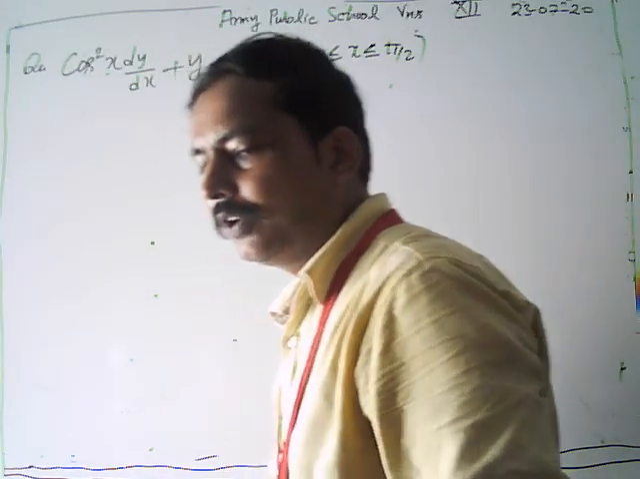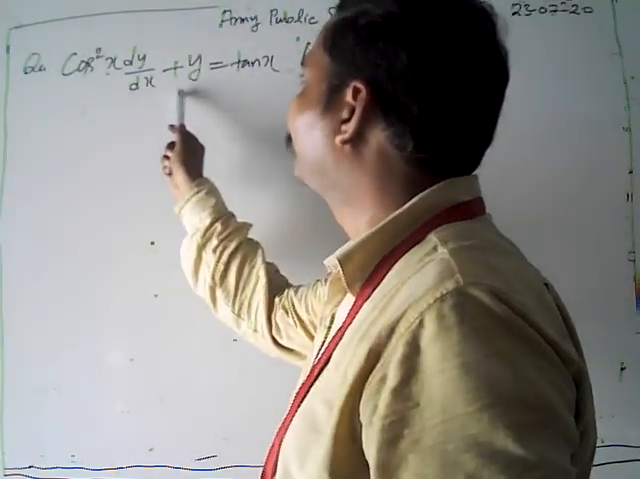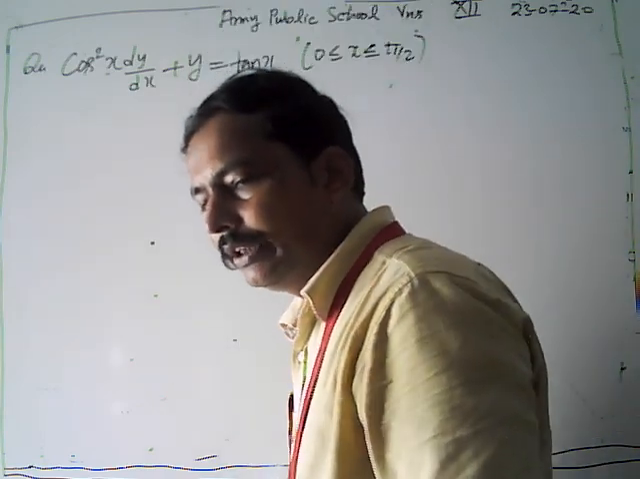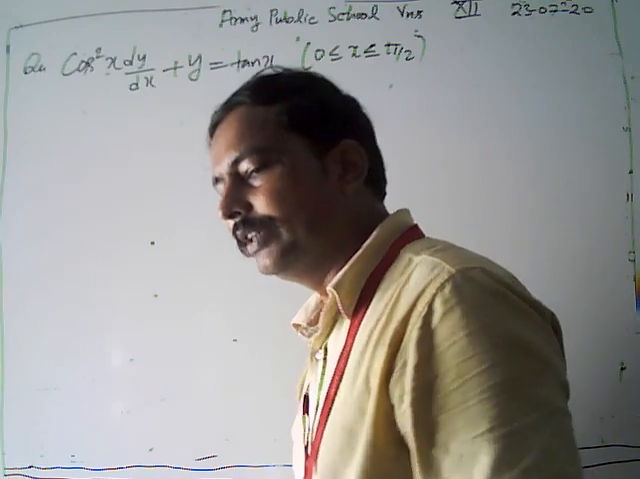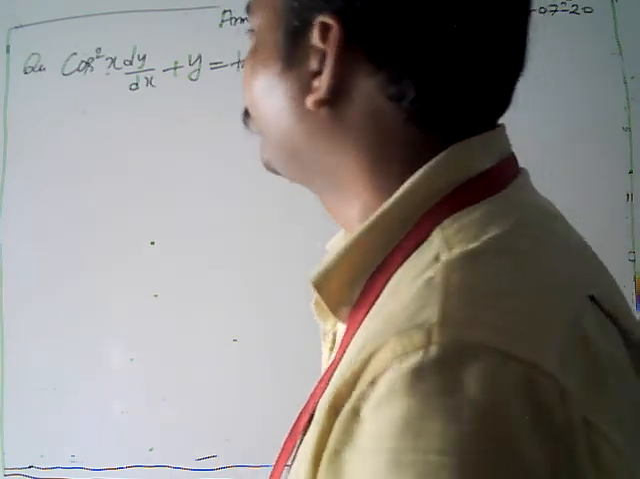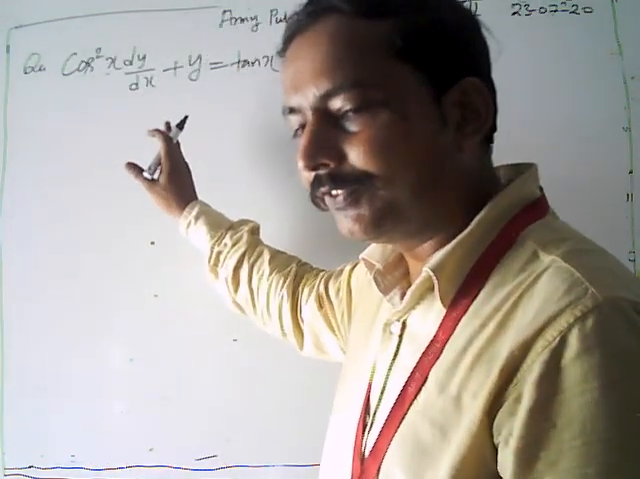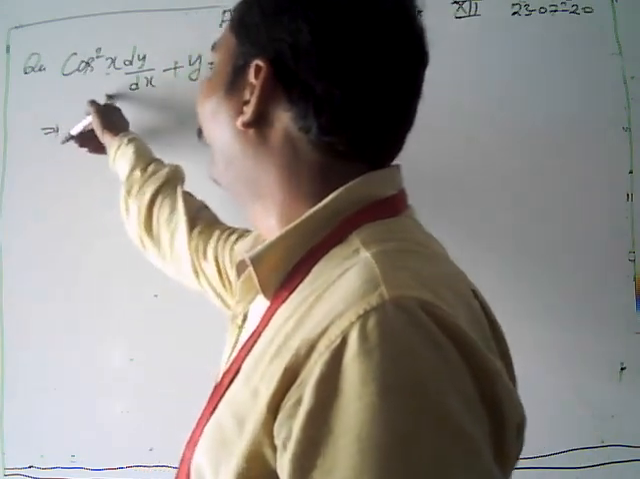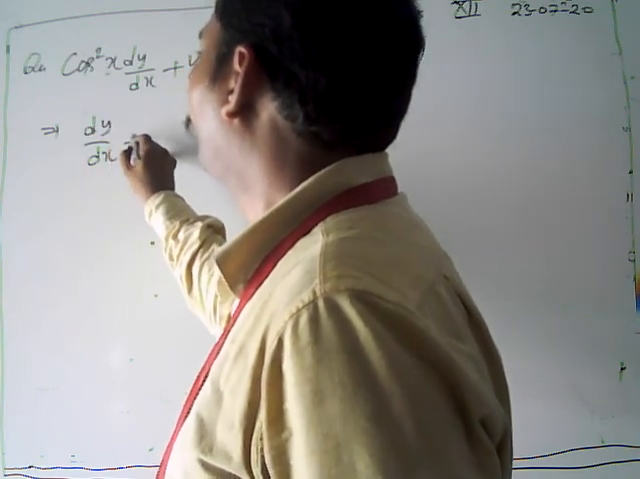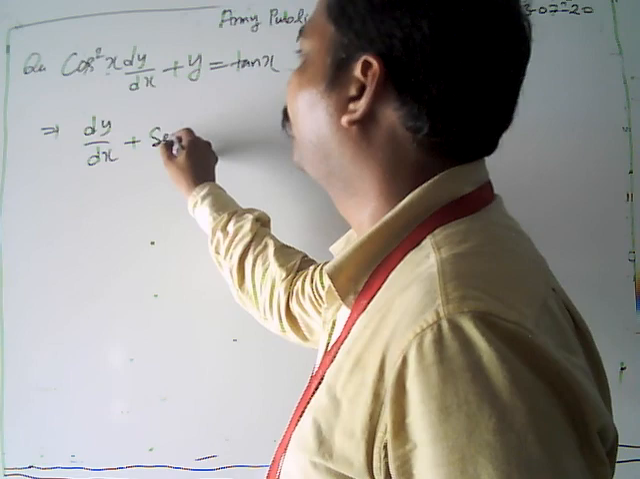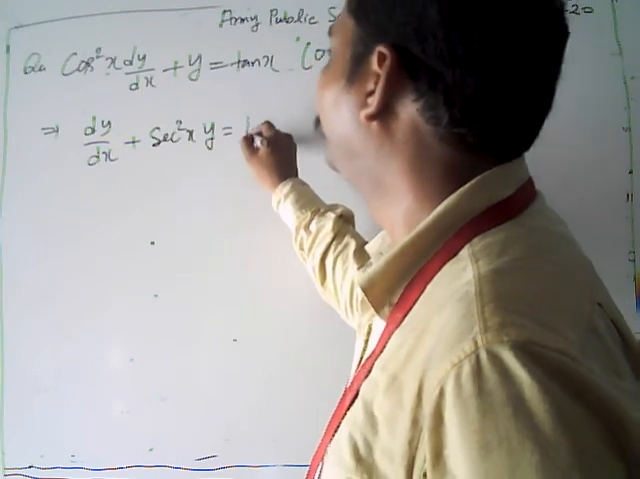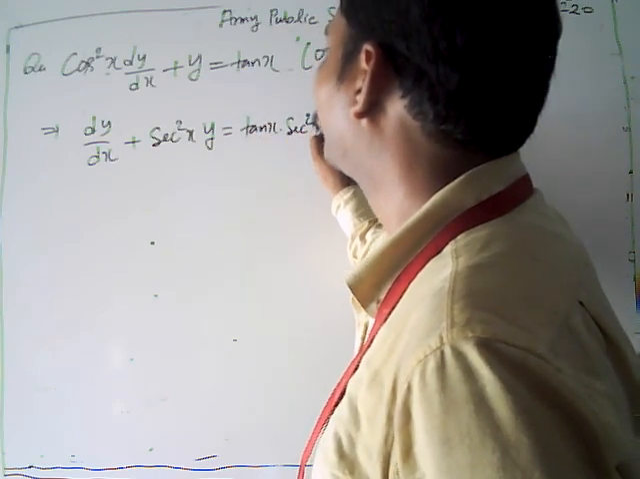Look, first of all, what is our equation? It's cos square x dy/dx plus y equals tan x. Now look, what is the coefficient of dy/dx in a first order linear differential equation? It's unity, only 1, but here we have cos square x. So it is not in standard form. First of all, we have to make it standard form. How can we make it standard form? By dividing each term by cos square x. Then we get dy/dx plus sec square x into y, and tan x upon cos square x means tan x into sec square x.